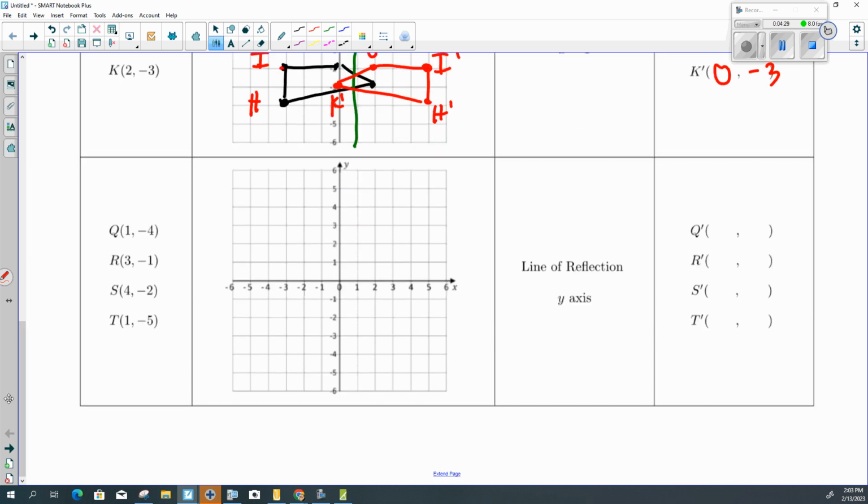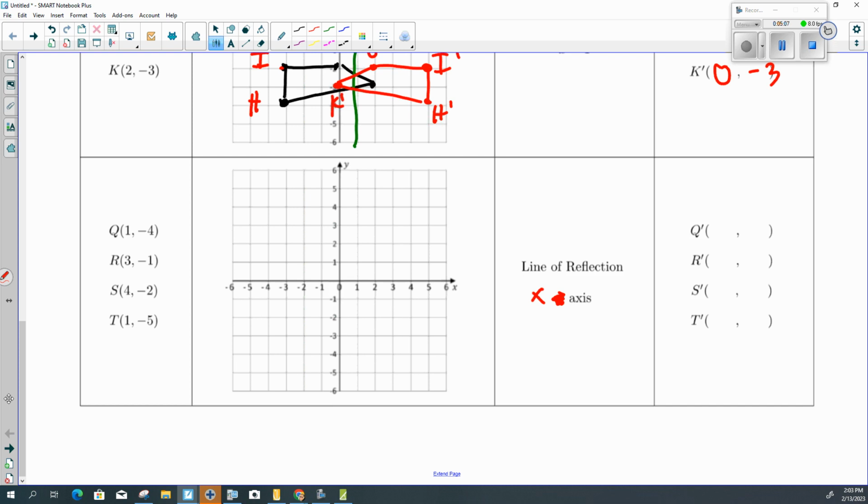Okay, go ahead and graph Q, R, S, T. Apparently you should label them. I did not. That made it very hard to do the next part. So be careful on this one with where is your reflection line? It says it's the y-axis. Oh, yours says X? Oh, let me change mine then. We probably want ours to say the same thing.